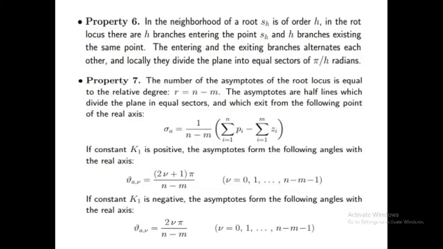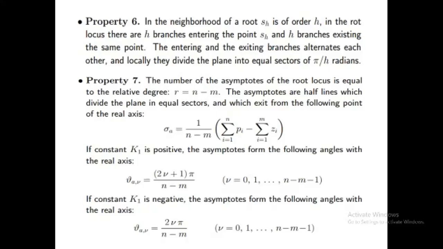The last property is that the number of asymptotes of the root locus is equal to the relative degree, that is r equals n minus m, as we discussed earlier. The asymptotes are half lines which divide the plane into equal sectors and which exit from a point of the real axis. Which point? Definitely sigma A, equal to the numerator, and in the denominator we consider the relative degree, n minus m.